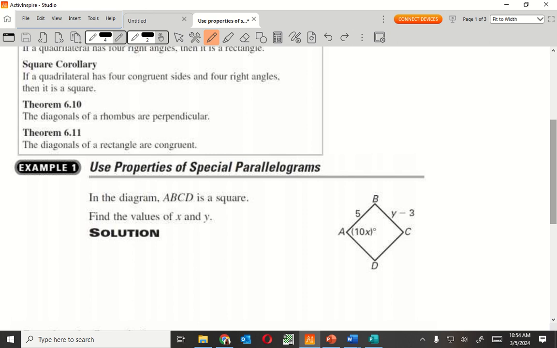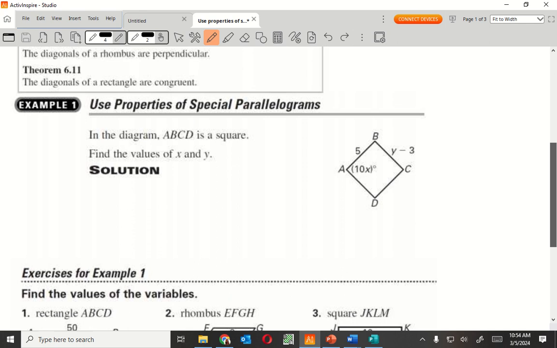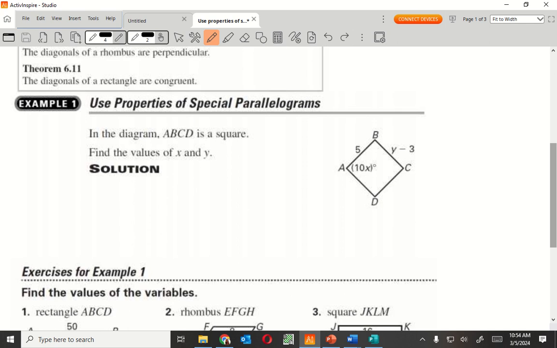6.11. The diagonals of a rectangle are congruent. Now again, the word congruent means equal to or the same. That's important there. So use properties of special parallelograms. In the diagram here, it says it's a square.